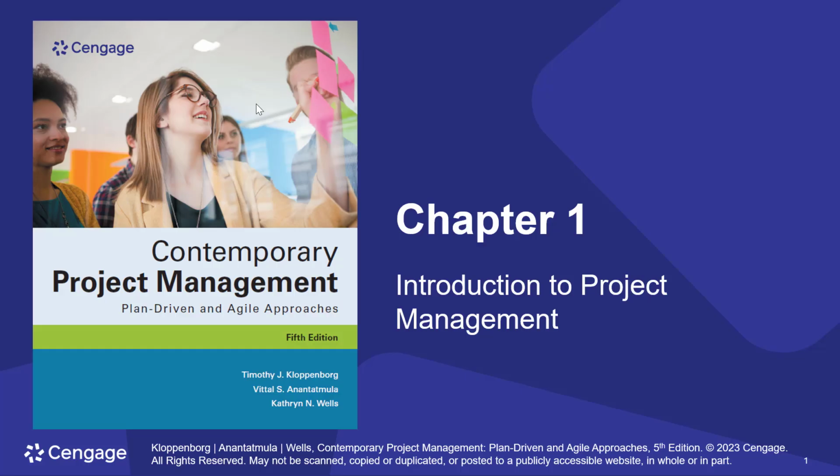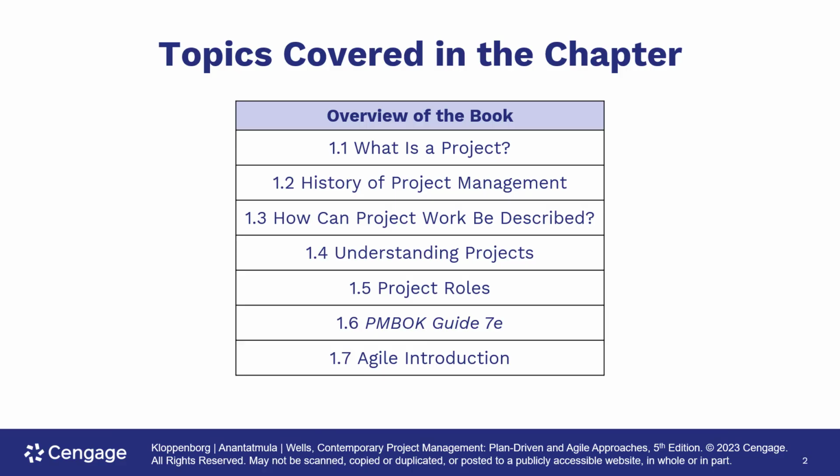Today we are going to go over Chapter 1, Introduction to Project Management from the Contemporary Project Management Plan-Driven and Agile Processes Approaches book, 5th edition. Some of the topics that we're going to cover in this chapter are: what is a project, the history of project management, how project work can be described, understanding the projects, going over some of the project roles. We'll go over some PMBOK 7th edition material, and then finally give you a little bit of an overview of Agile as an Agile introduction.